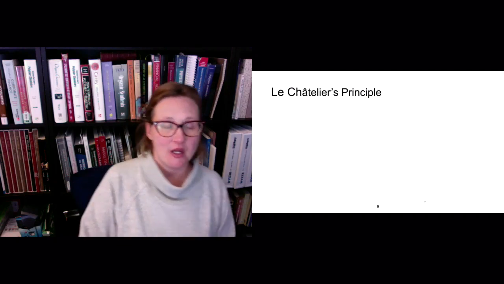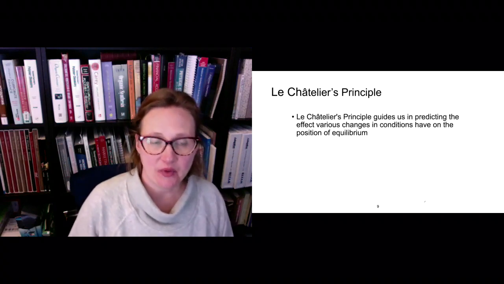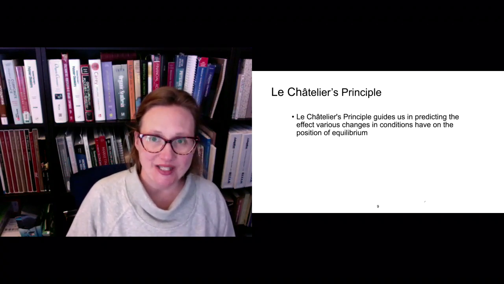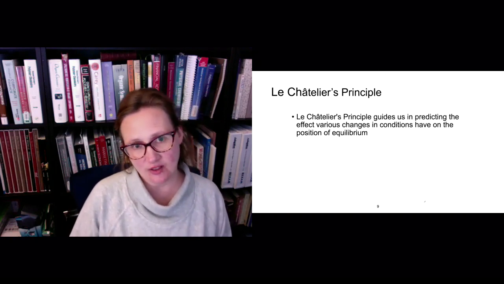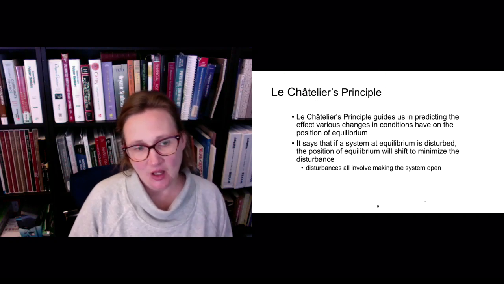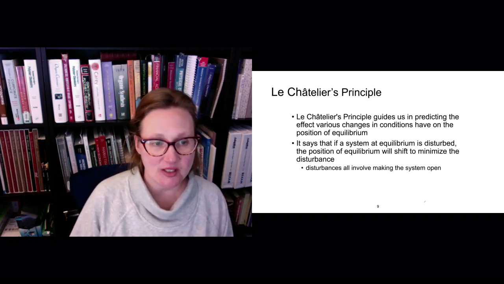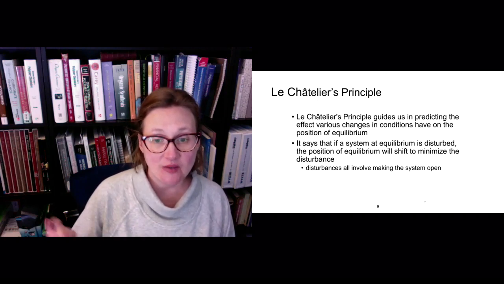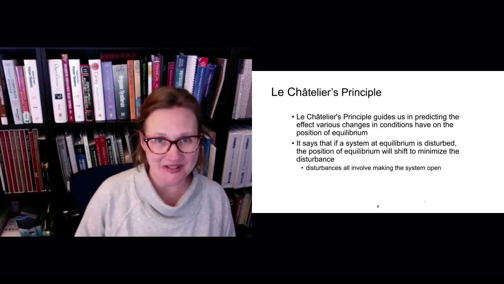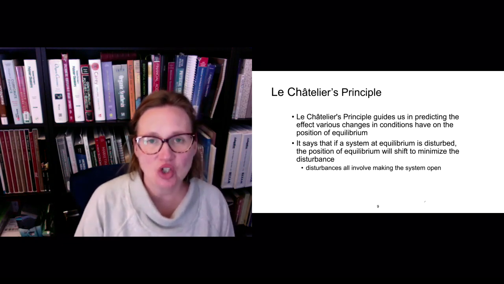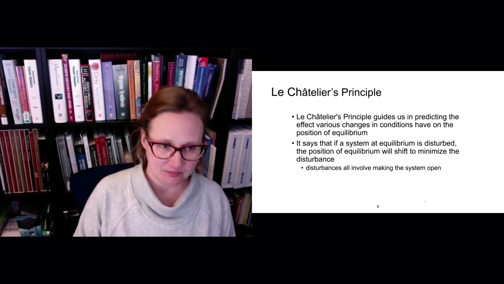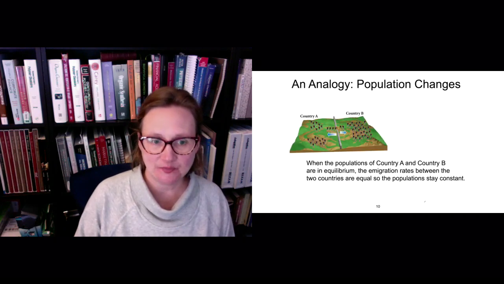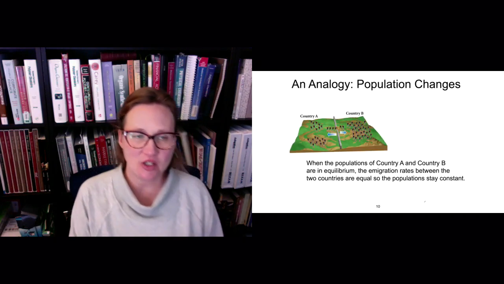Okay, so here enters Le Chatelier's principle. Le Chatelier's principle is going to guide us in predicting how a change is going to affect the position of the equilibrium. All right, so really what Le Chatelier's principle says is that when a system at equilibrium is disturbed, the position of the equilibrium will shift to minimize that disturbance. Okay, so it's going to want to shift so that it can bring itself back to equilibrium. That's Le Chatelier's principle.